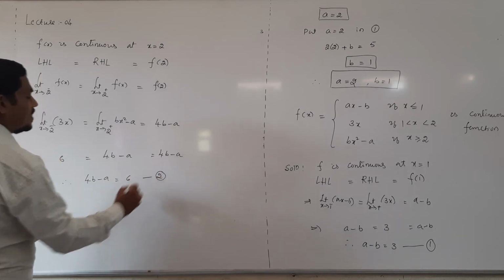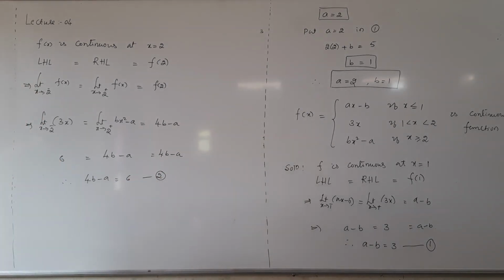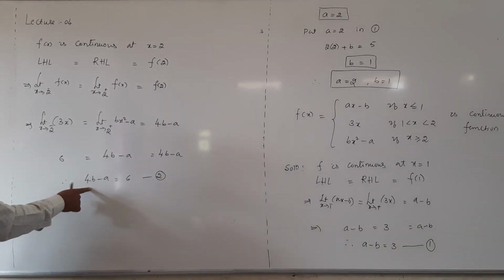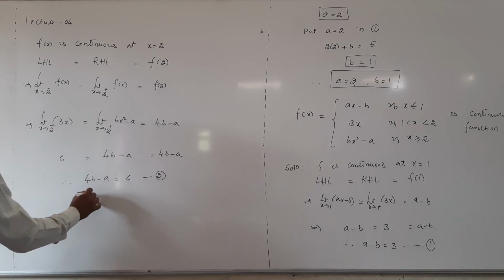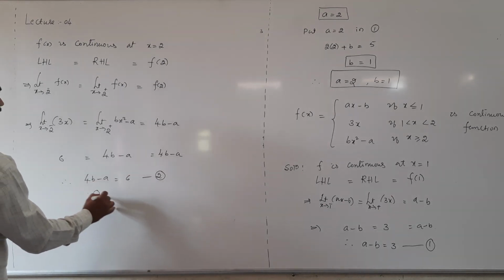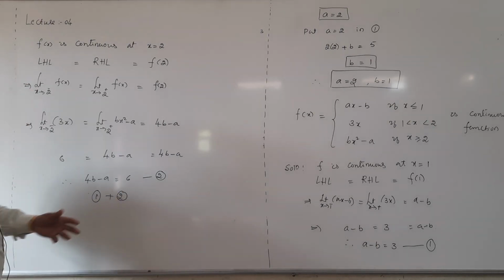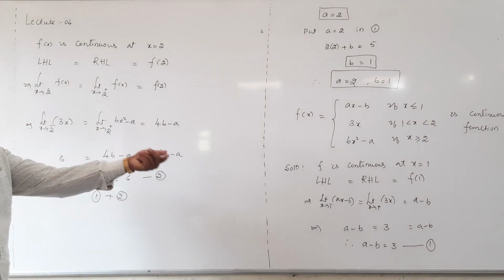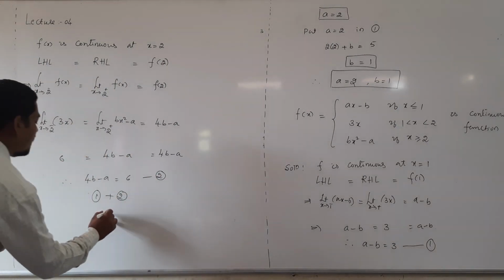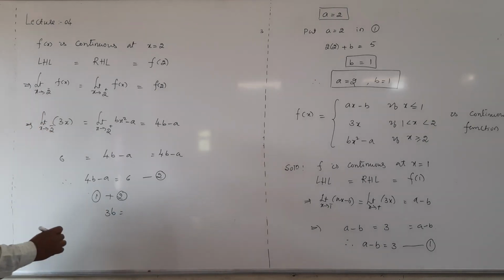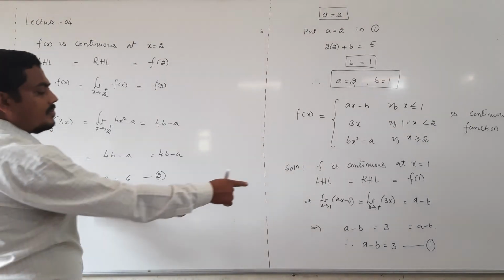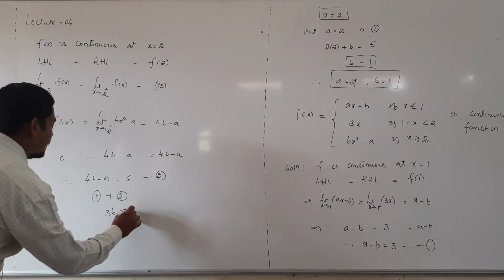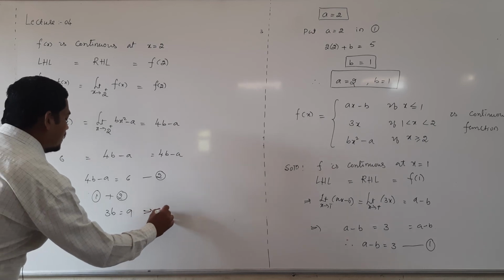Take this as equation number 2. Solving 1 and 2, I will add equation number 1 plus 2. Here a minus b is there, here 4b minus a is there, plus a and minus a get cancelled, and we get 3b, because 4b minus b is 3b, equal to 3 plus 6, that is 9, implies b equal to 3.